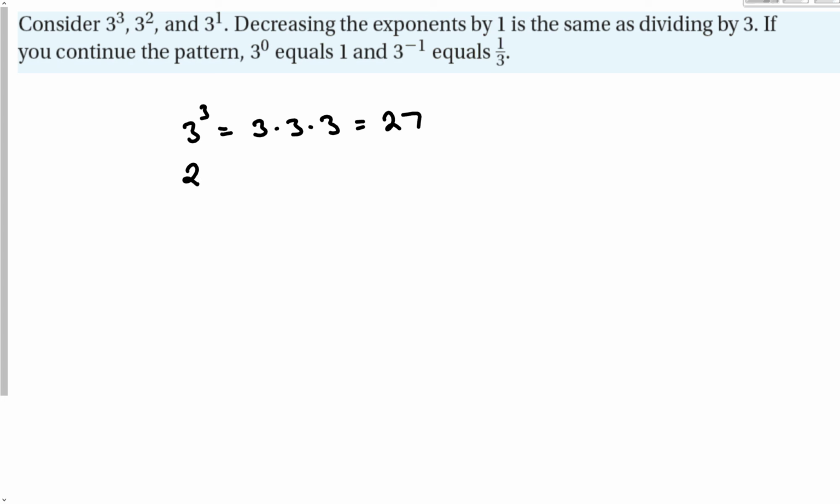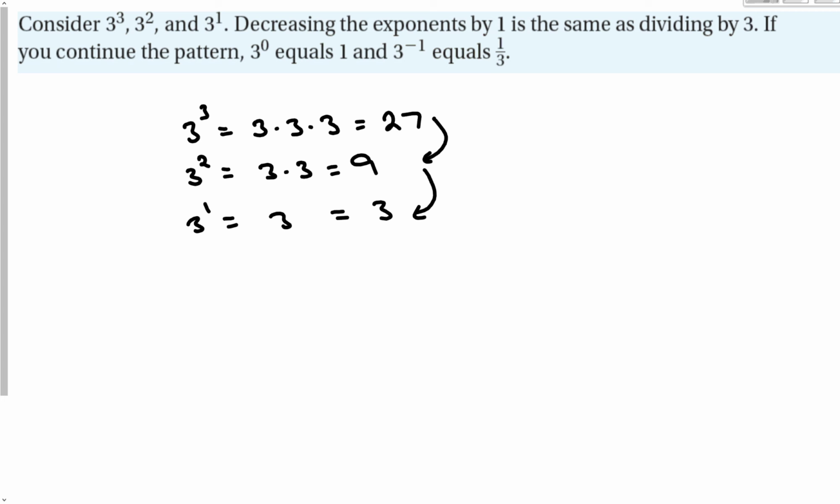Okay, so, 3 to the second power means 3 times 3, which is 9. And 3 to the first power means just one 3, which is just 3. And if we look at how we're getting from one of these numbers to the next number, when we decrease the exponent by 1, it's the same as dividing by 3 because we're multiplying by 1 less 3.